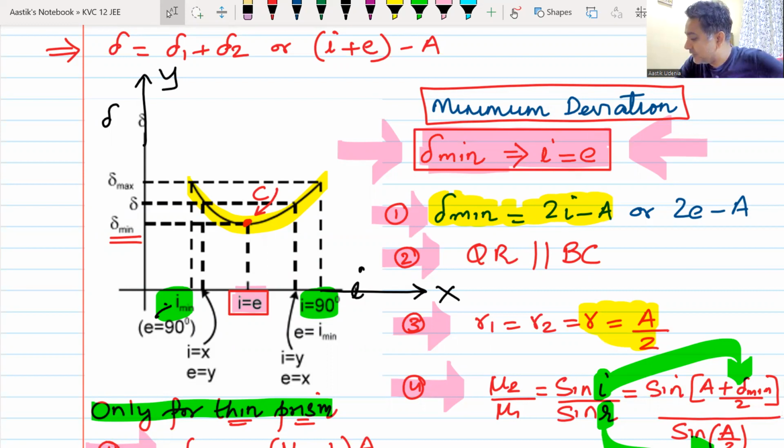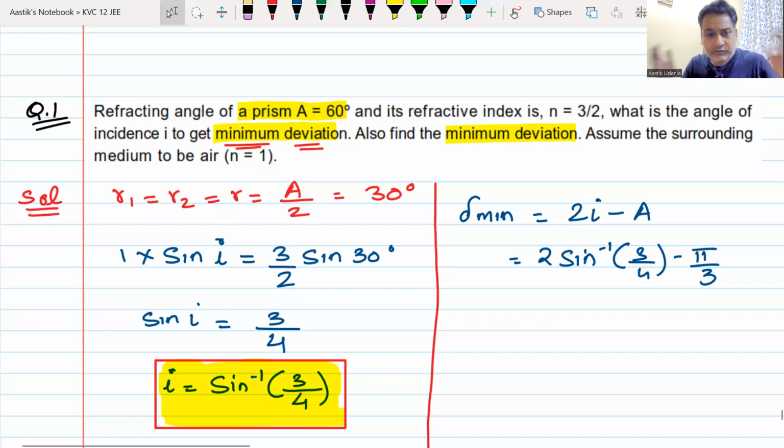Then we had solved one problem, a simple problem where information was given to us and we were supposed to find out the angle of incidence, and then we had to find out the minimum deviation. And I gave you one question for homework. Did anyone of you try it? Anyone got any answer?